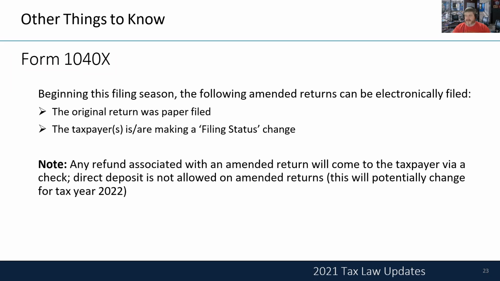Any refund associated with an amended return will come to the taxpayer via check. They will not do direct deposits on amended returns that result in a refund. So if they get a refund off of an amendment, it's going to come to the address on the return as a paper check. This could potentially change in tax year 2022. I know the IRS is working on it, but we haven't got confirmation for sure that that's going to happen.